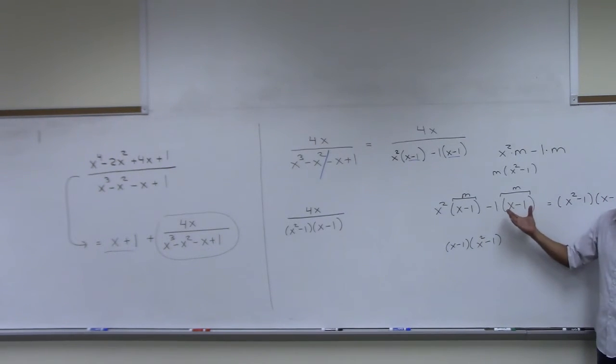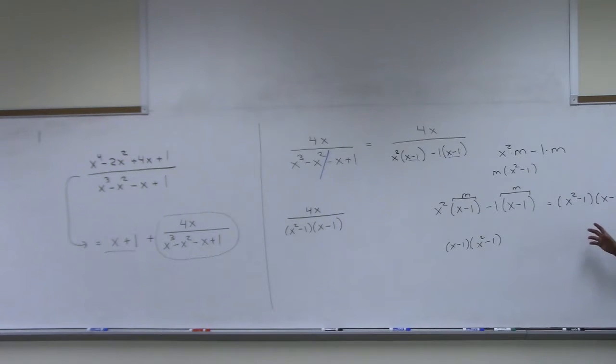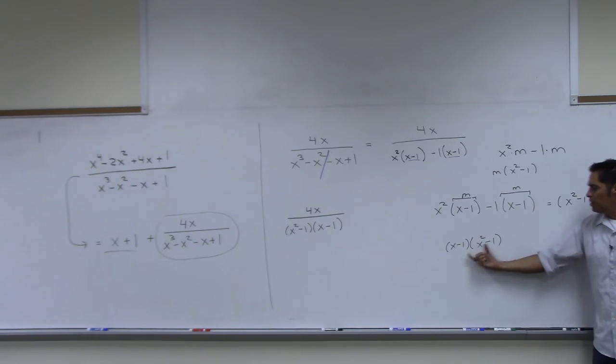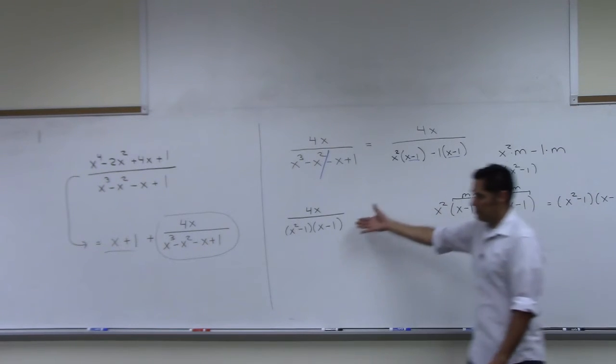If that makes sense to you, great. If it doesn't, I'm not sure what else I can show you right now. And if you don't care, then just remember it the way you remember it, all right? But you're pulling out a greatest common factor. That's what's happening. You're pulling this greatest common factor out, and it becomes this, which is equivalent to this. With that said, let's get back to this.